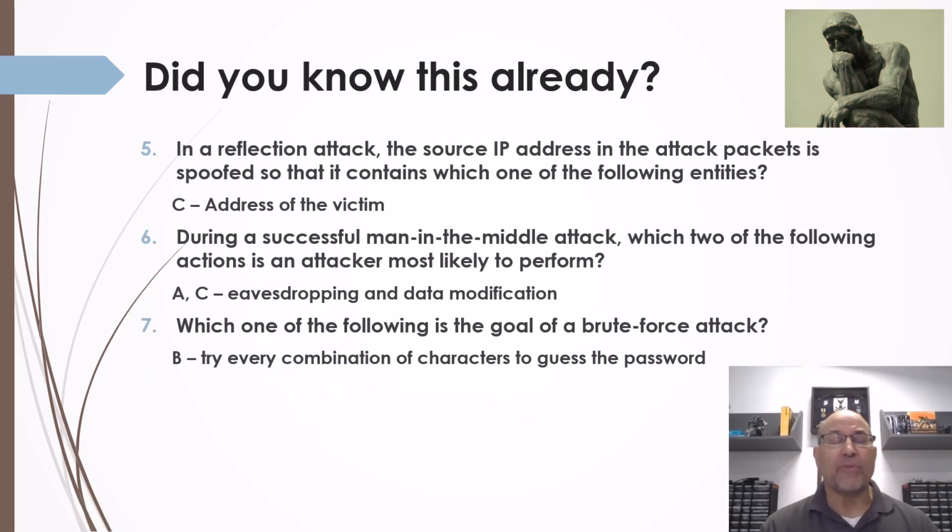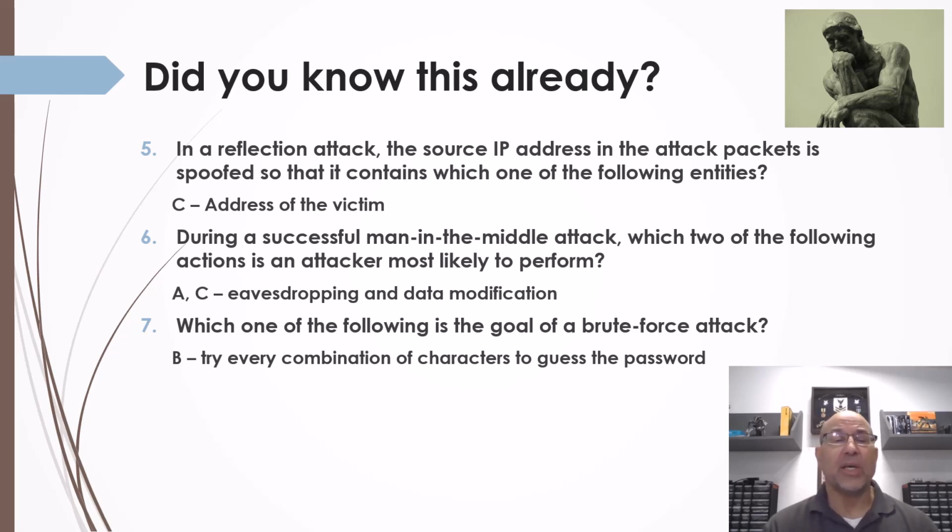Question number 5. In a reflection attack, the source IP address in the attack packets is spoofed so that it contains which one of the following entities? Well, in reflection attacks and amplification attacks, the destination will be the address of the victim because the attacker is just trying to send traffic to that victim via the reflector.